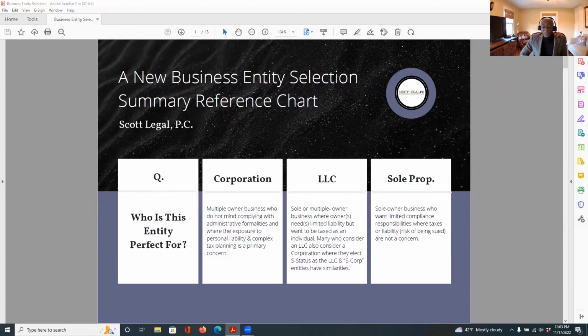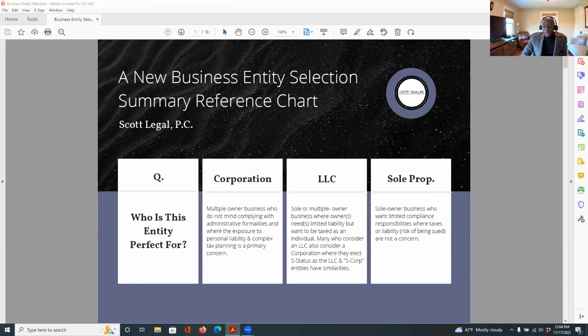So without further ado, we will jump right in. You can see on the screen, we're going to go through these in question and answer format. So, who is this entity perfect for? And we have three different types of entities listed there. There are other entity types that exist, but for the purposes of this presentation, we are going to focus on corporation and LLC, which is a limited liability company, or sole proprietorship. Before we get into the actual questions, let me just describe what these entities really are, in terms of what their purpose is and what they're for.